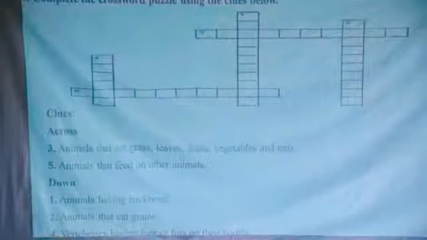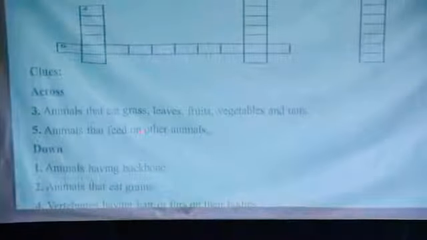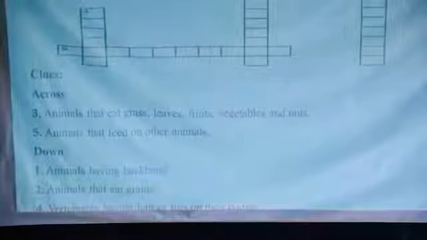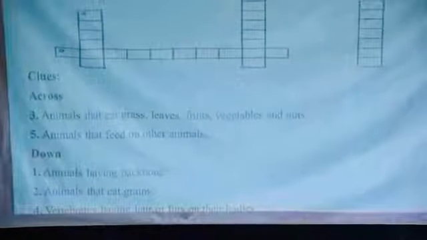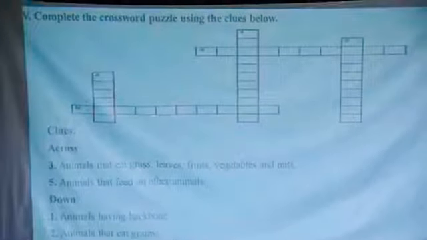Then we can check on the next number. We are given another one: animals that feed on other animals. This is number 5. Animals that feed on other animals are called carnivores. So simply you can fill in, for each box, a single letter. So we've been given more, you can check.